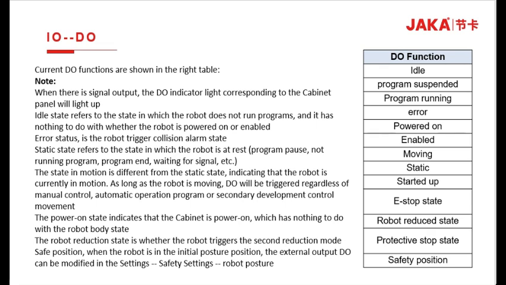The electric control cabinet is in the power-on state and has nothing else to do with the robot body states. The reduction state of the robot indicates whether the robot triggers the reduction mode. The safety position signal is the DO signal output when the robot is in the initial position. The initial attitude can be modified in the robot attitude.